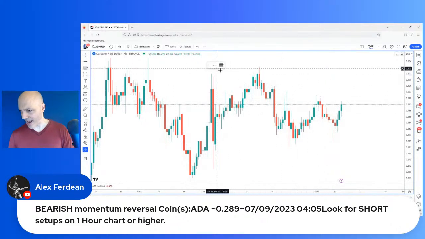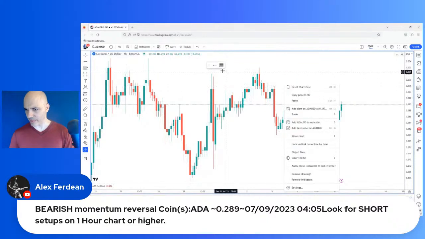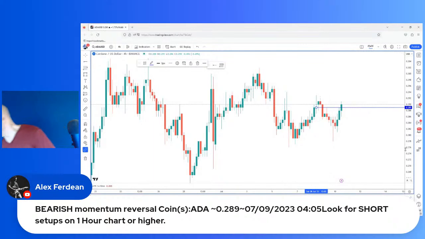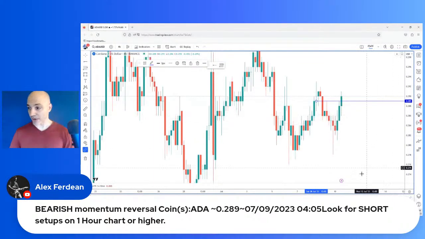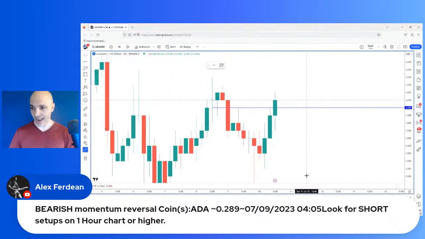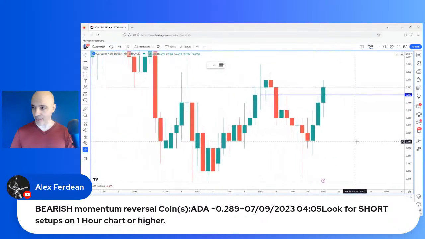So 28.9 is basically up in here somewhere. Okay, right around there. Let me draw a line in that area. This is 28.9. That's where it called Cardano short yesterday at that time. Look at this. I'm making it nice and big.